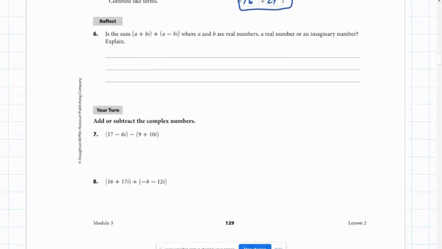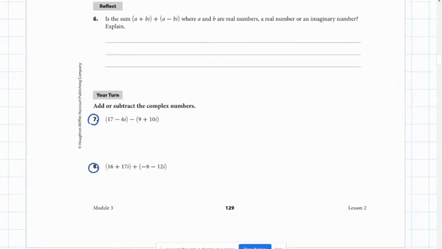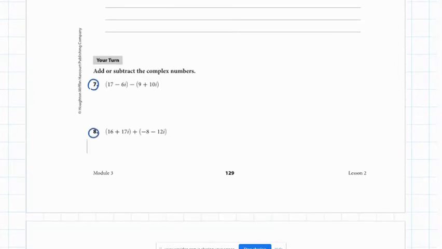So go ahead and pause your video and try problems 7 and 8, and press play when you're ready to see the solutions.